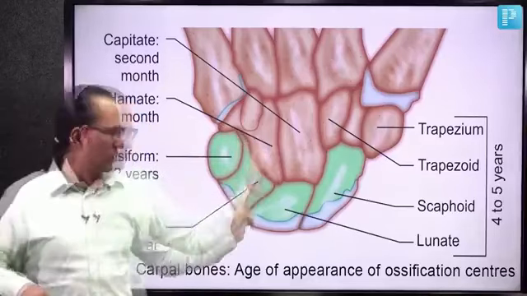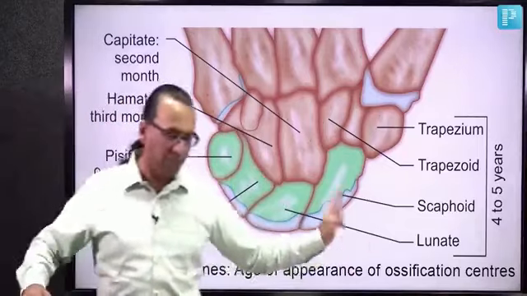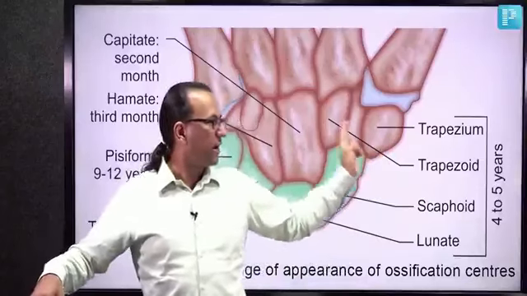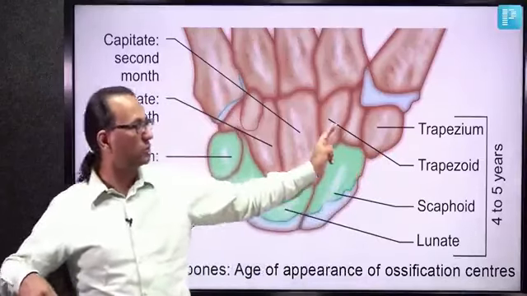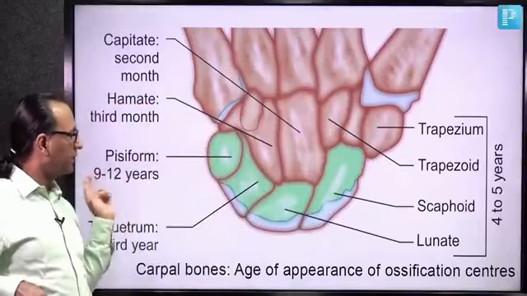And then comes the third year, which is the triquetrum, the fourth year, which is the lunate, and the fifth year, which is the scaphoid. Actually, in sequence, you will then say trapezium and trapezoid. The last bone to start ossification is the pisiform, which is 9 to 12 years after birth.